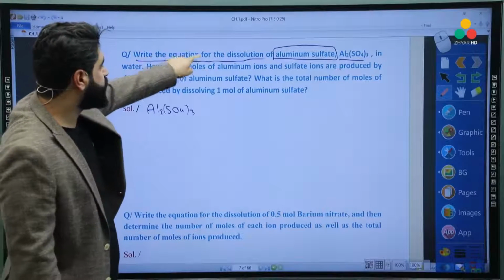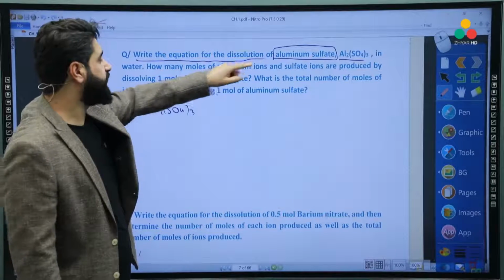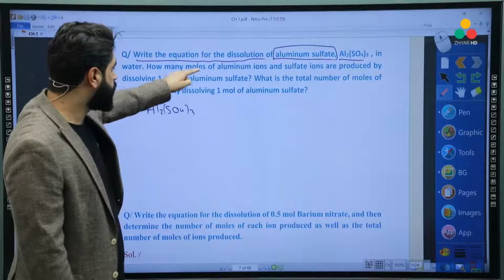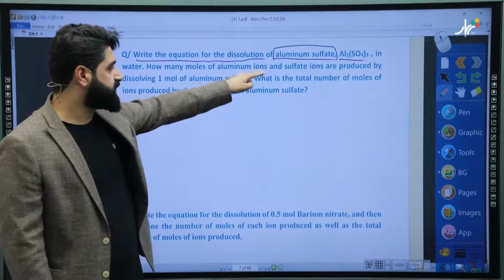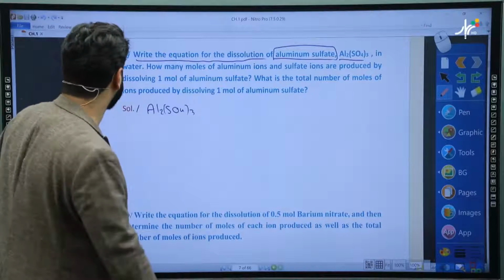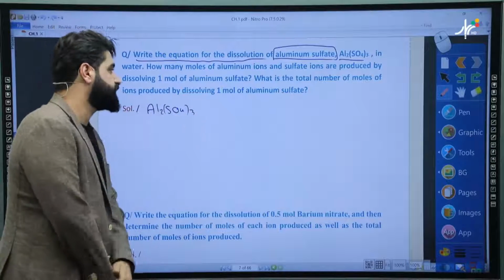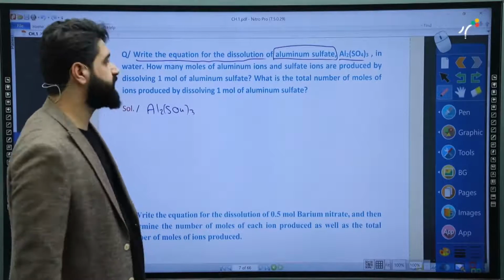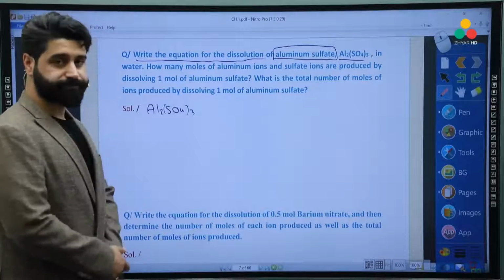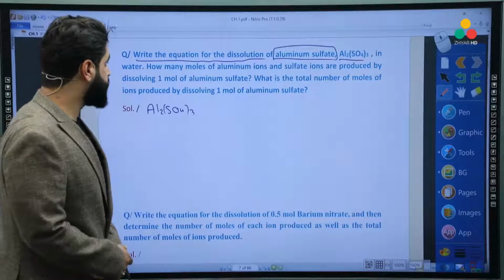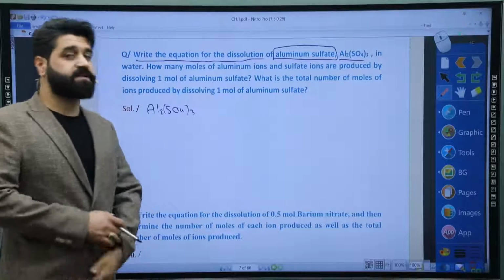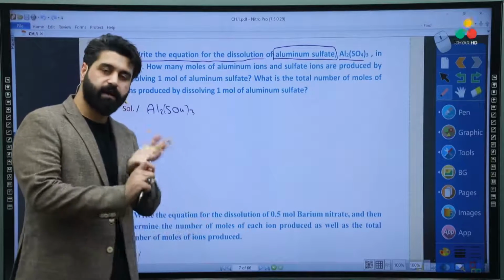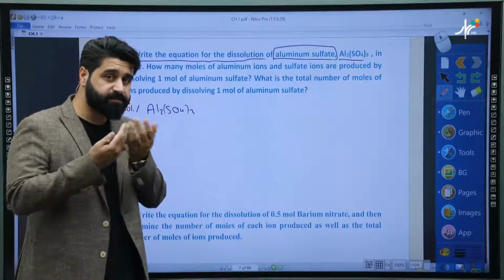Write the equation for the dissolution of aluminum sulfate in water. Then, how many moles of aluminum ions and sulfate ions are produced by dissolving 1 mole of aluminum sulfate? And what is the total number of moles of the ions that can be produced? How to solve that kind of question? As I told you, first step, point at your compound, and then write its formula.